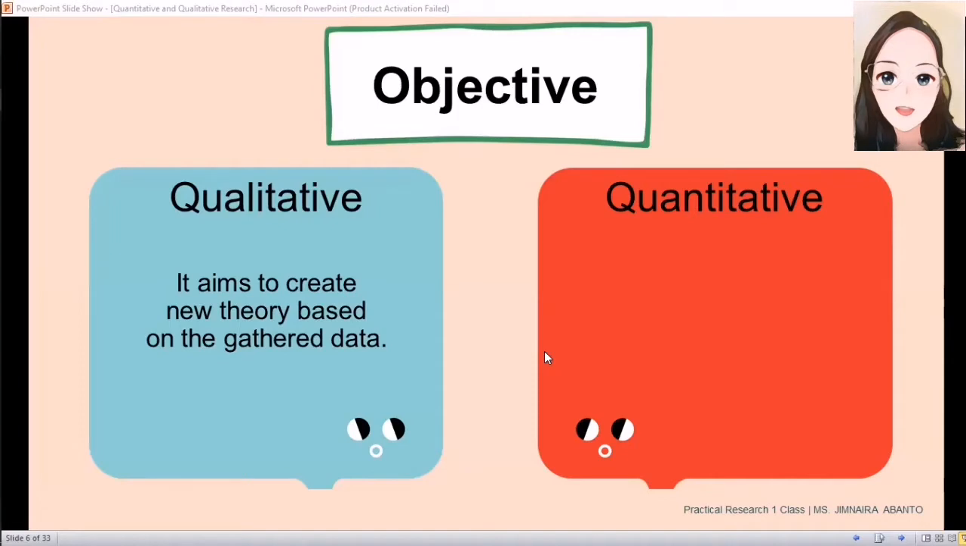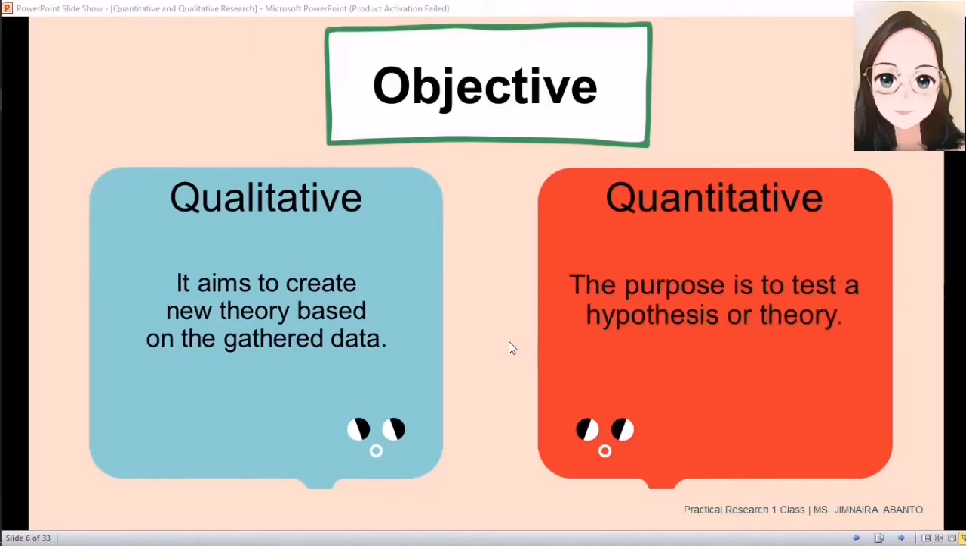So qualitative research is primarily exploratory research. It is used to gain understanding of underlying reasons, opinions, and motivations. It provides insight into the problem, or it helps to develop ideas or hypotheses for potential quantitative research. While in quantitative research, the purpose is to test a hypothesis or theory. It is used to quantify the problem using rating scales and other research parameters. It is used to quantify reasons, opinions, and motivation.